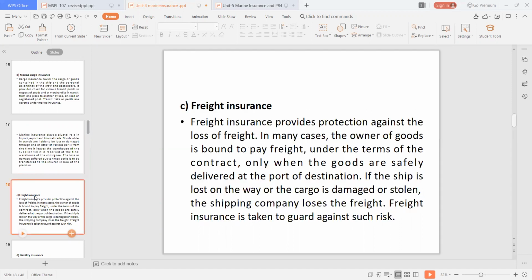Next, freight insurance. Freight insurance provides protection against the loss of freight. In many cases, the owner of goods is bound to pay freight under the terms of the contract only when the goods are safely delivered at the port of destination. If the ship is lost on the way or cargo is damaged or stolen, the shipping company loses the freight. Freight insurance is taken to guard against such risk. So from the name itself, you know the importance of freight insurance. What are the things covered there?